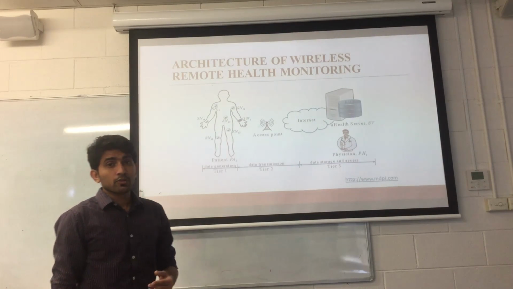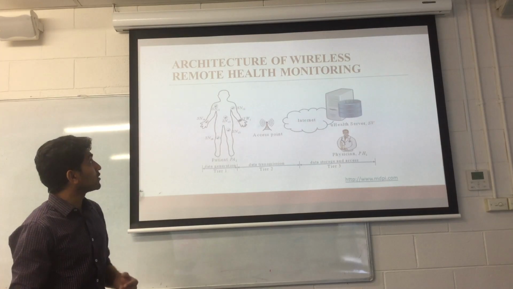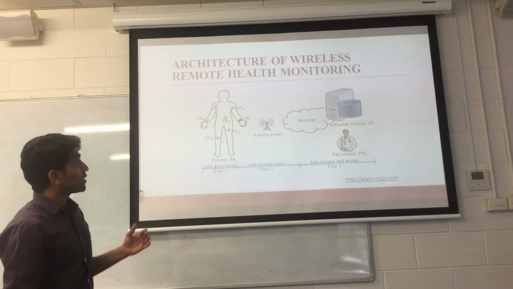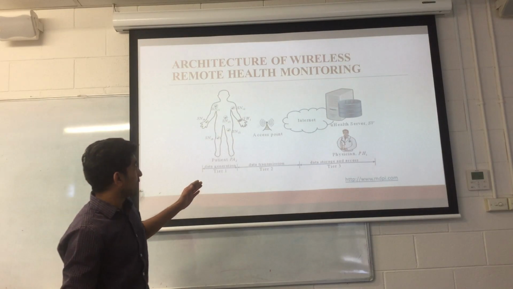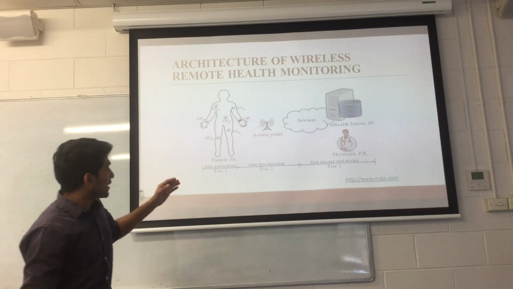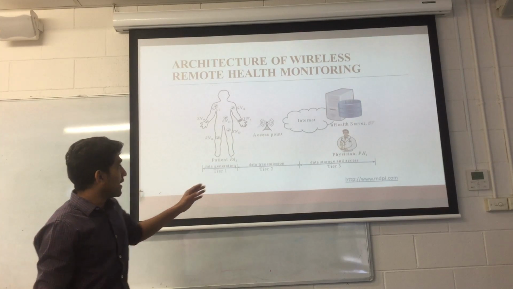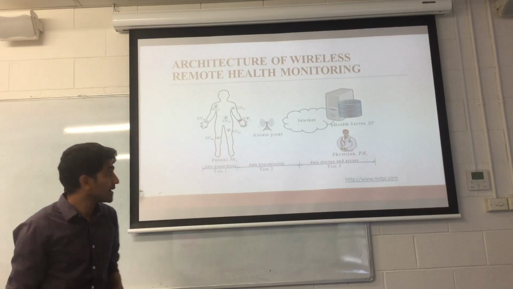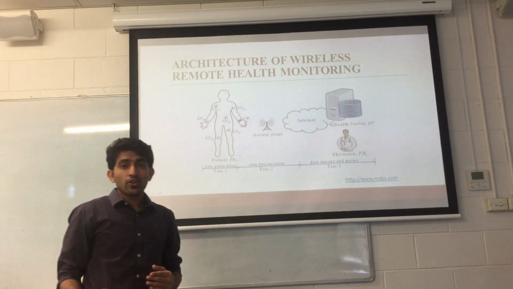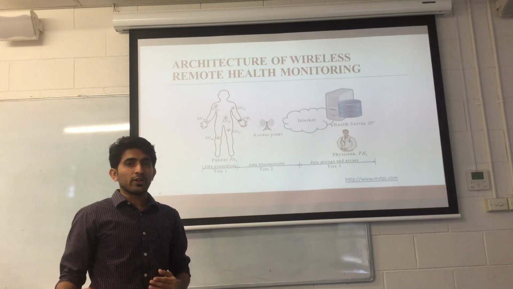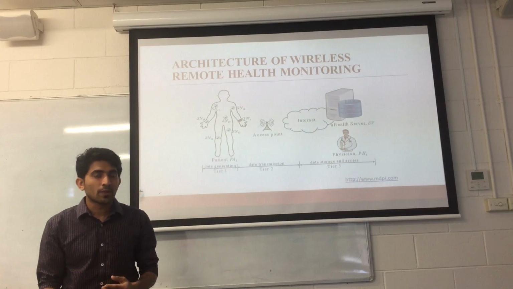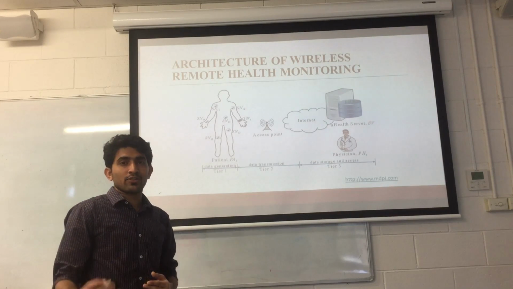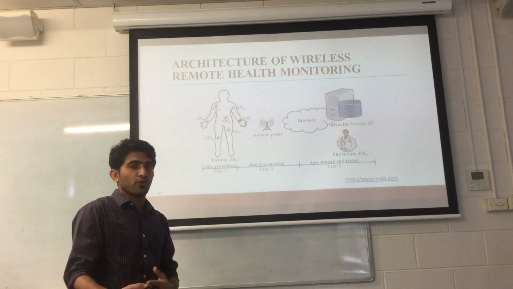Now I take you to the architecture of the wireless remote health monitoring system. That is our main focus. A wireless health monitoring system is a three-tiered system, with tier 1 the data generation phase, tier 2 the data transmission phase, and tier 3 data storage and access. In the data generation phase, we collect the data from all the biosensors connected to the body of the patient, and we collate it and send it to the access points, which can be a smart device like a smartphone.